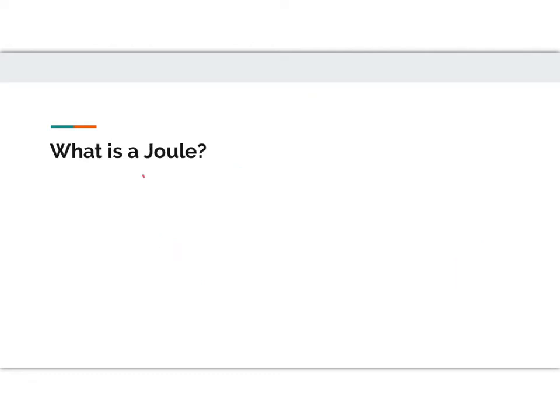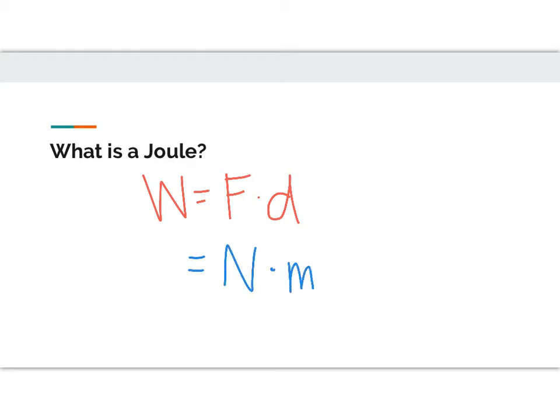Now, once again, work is force times distance. Now, what are my units here? Well, I have newtons times meters. And this is what we call a joule. So this is the unit that we're going to use for work, and we'll see in a moment that we use it for energy. But let's break this down one more time.